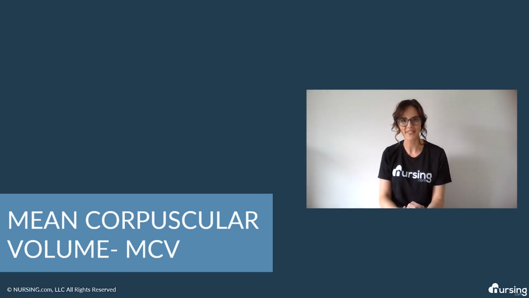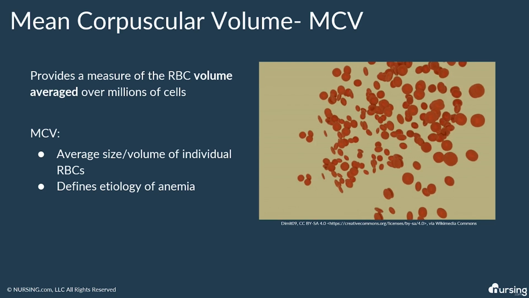Let's get started. Mean corpuscular volume, abbreviated as MCV, measures the red blood cell volume averaged over millions of cells. Remember, mean is an average. Now, the average size and volume of individual red blood cells is measured with this lab, but it also defines the etiology of anemia. So we can determine, is it an iron deficiency? Is it B12 or folate? It helps us to see.